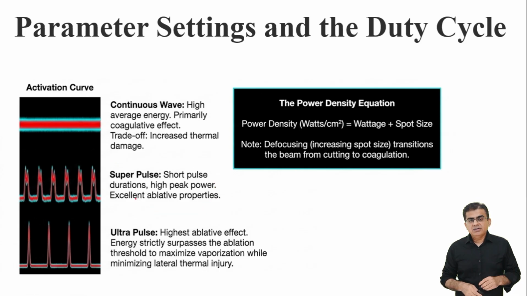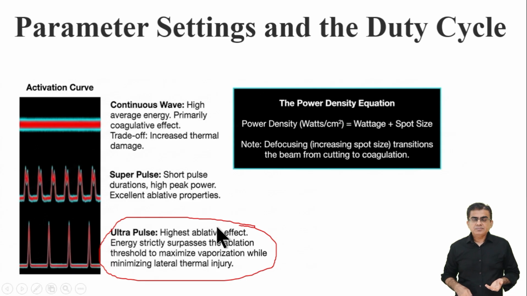Finally, look at the bottom curve. This represents the ultra pulse. The energy spikes here are extremely tall and very narrow. The machine delivers massive peak power in just a few microseconds. It strictly surpasses the ablation threshold to instantly vaporize the cancer cells. It does this perfectly before any heat can leak sideways into the healthy vocal cord.